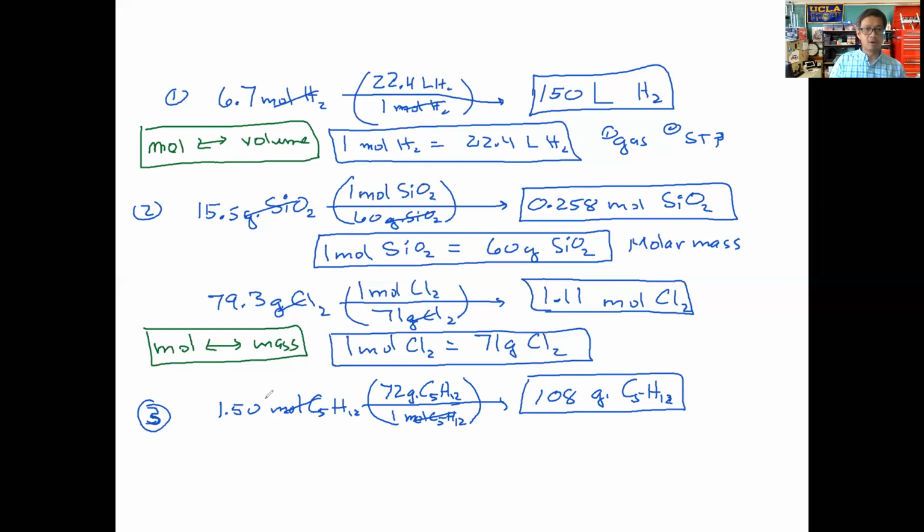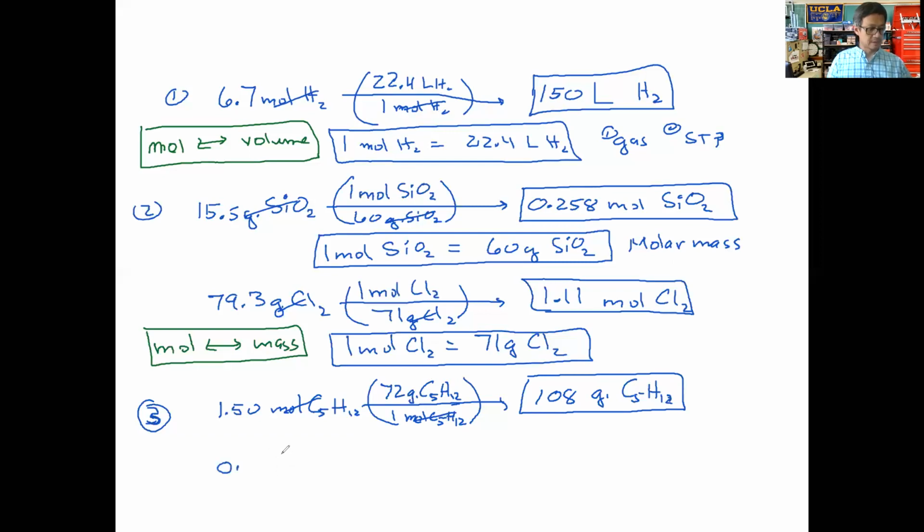So this is also a mole to mass conversion. This number 3 is exactly like what we did in number 2, but this time though we're starting out with moles and we're solving for mass. Okay, so make sure you keep that in mind. That's where we get this number from. This is the molar mass of pentane, C5H12. Okay. All right, let's do the last one then.